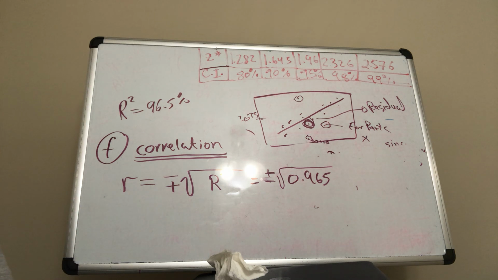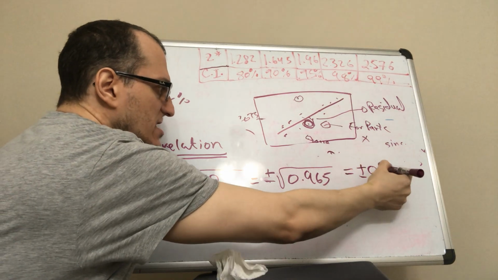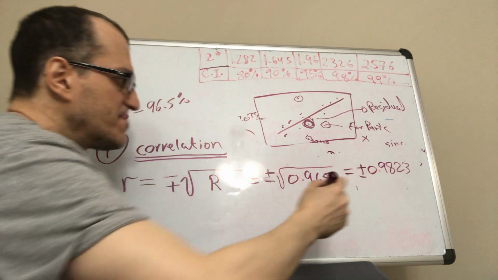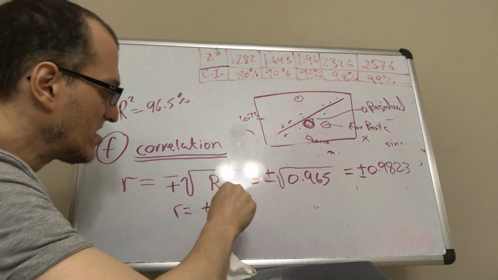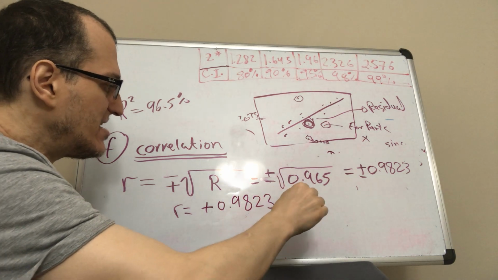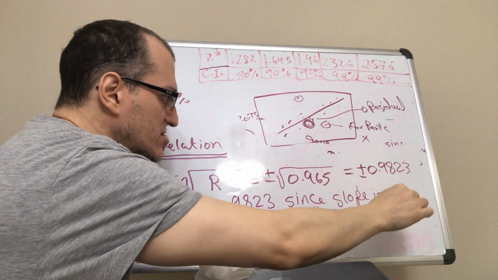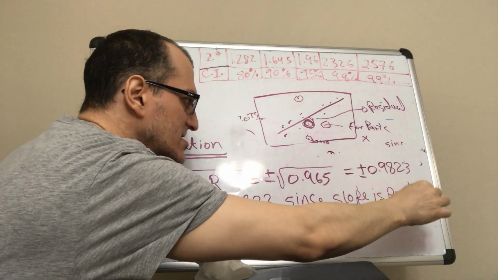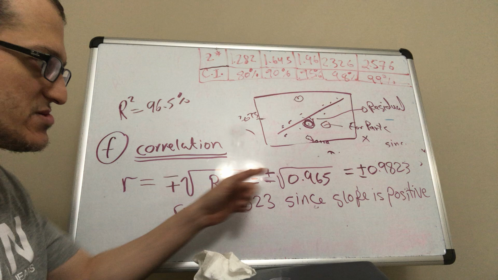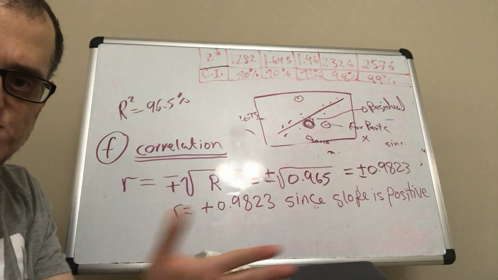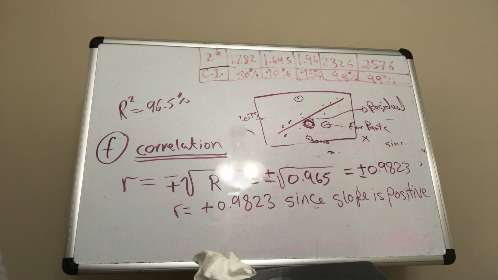It gives you 9823, plus minus 9823, and then you say R is, you take the positive, since slope is positive. Because we know that the slope is positive, then the correlation must also be positive. But you have to indicate plus minus first, and then pick the sign that goes with the slope, in this case positive. So that's how you do the correlation factor.